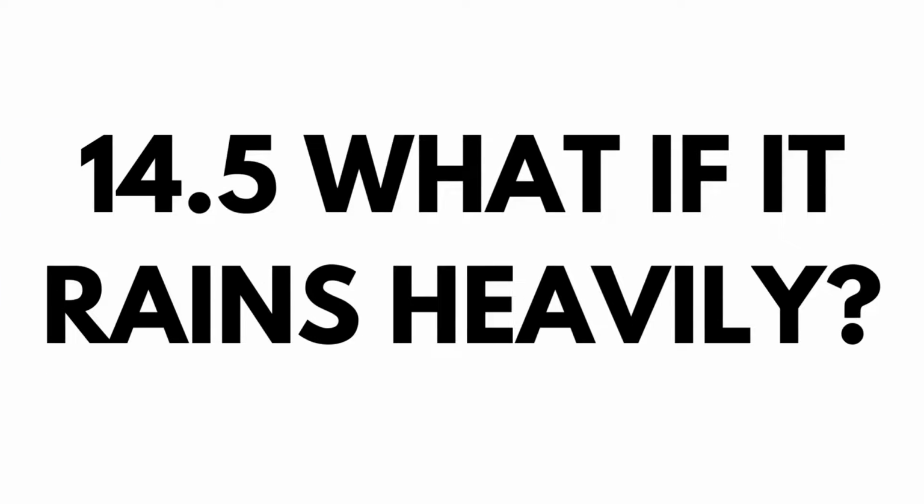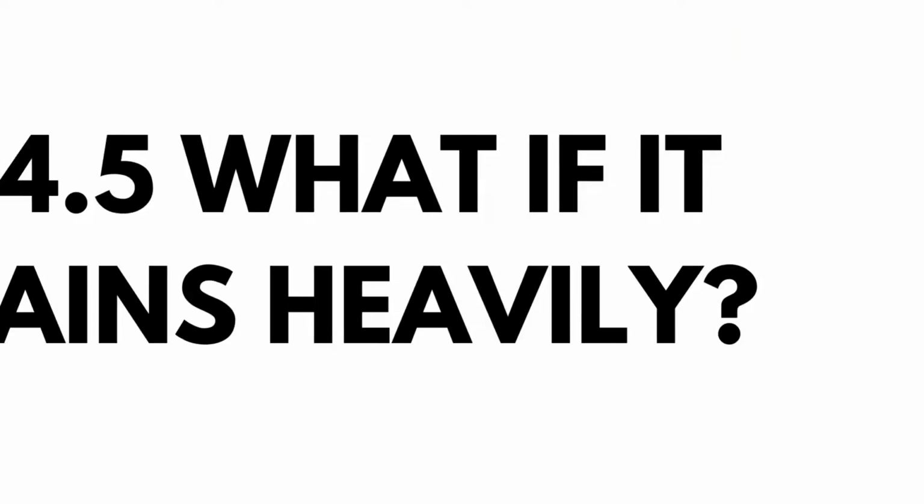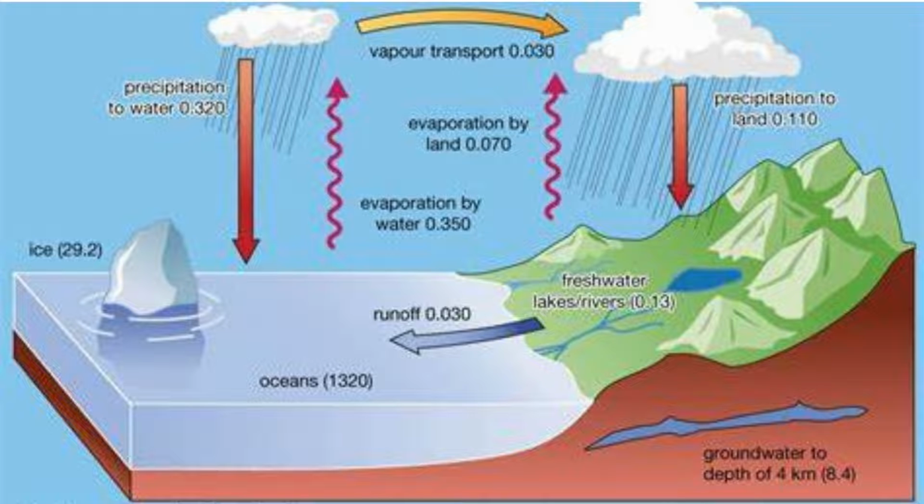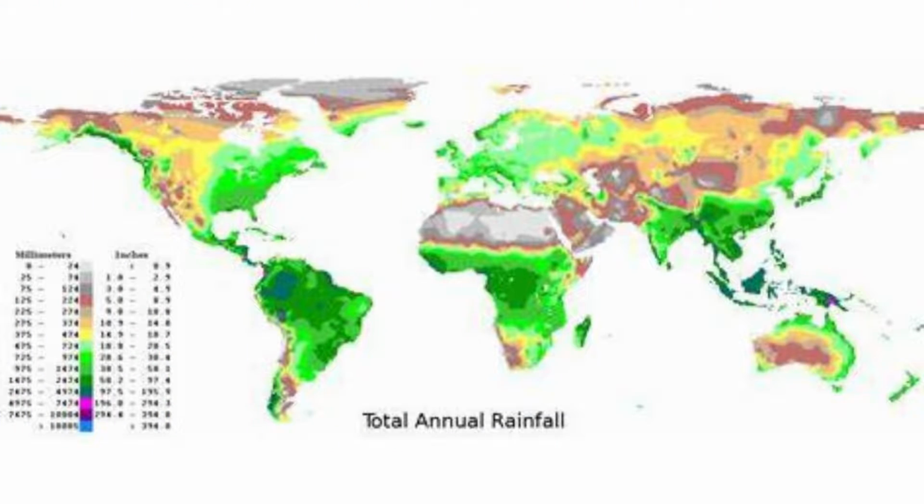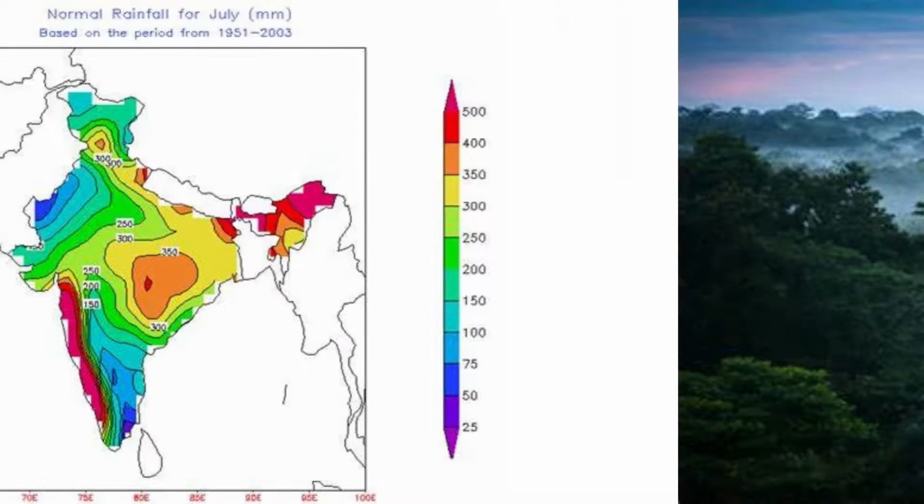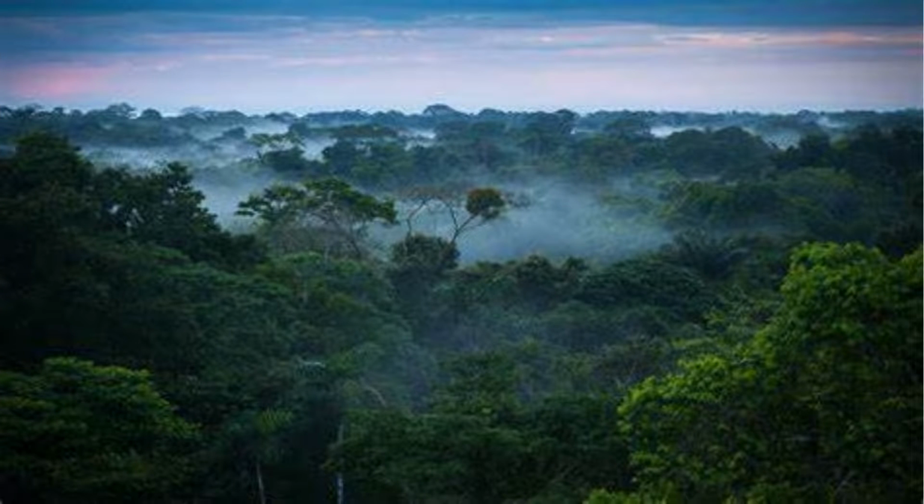What if it rains heavily? The time, duration and the amount of rainfall varies from place to place. In some parts of the world, it rains throughout the year, while there are places where it rains only for a few days. In our country, most of the rainfall occurs during the monsoon season.